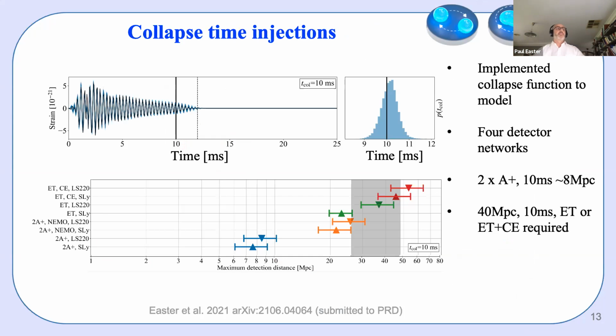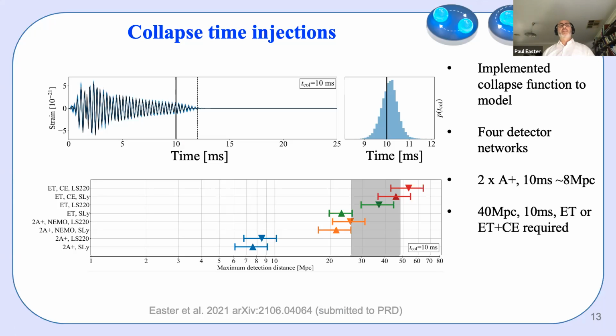The other thing we wanted to look at is extending the model so that we could measure the collapse time of the binary neutron star merger. And I see I'm starting to run out of time here. Again, the numerical relativity simulation is shown in black on the top left. The collapse time injection is shown by the solid vertical black line, and the collapse time posteriors that we recovered are shown in the shaded blue region on the left-hand side.